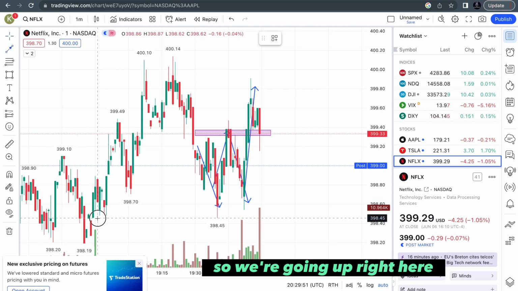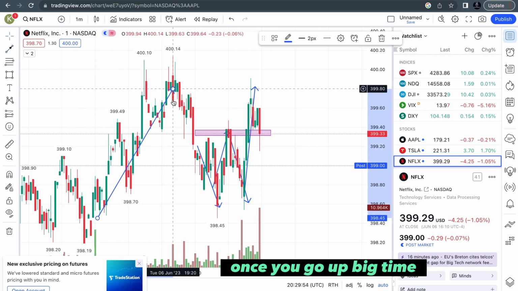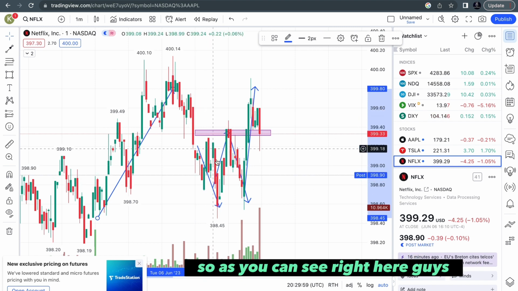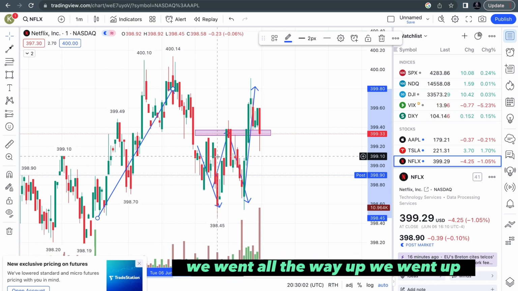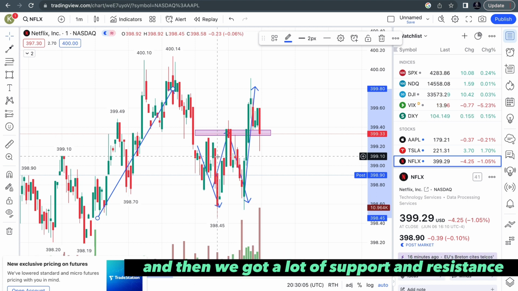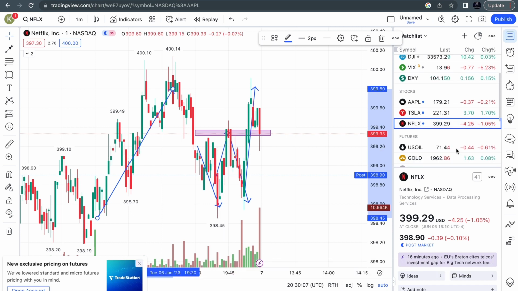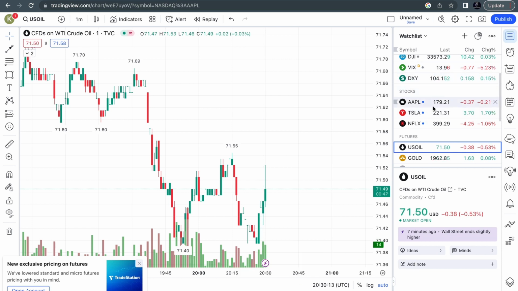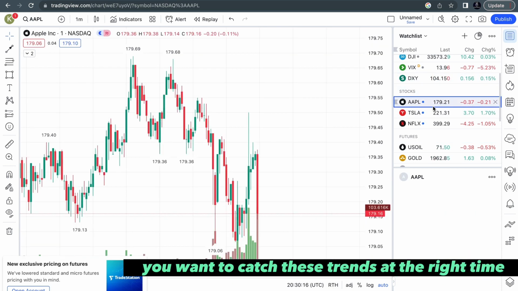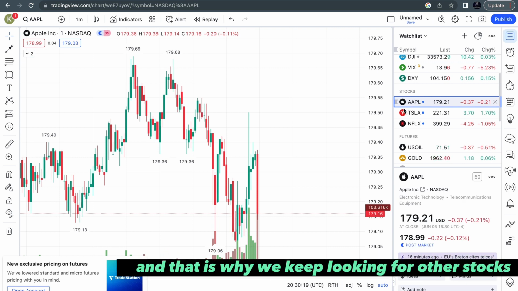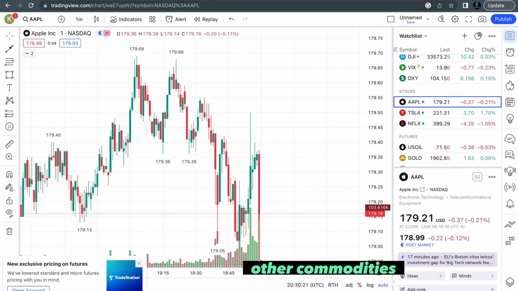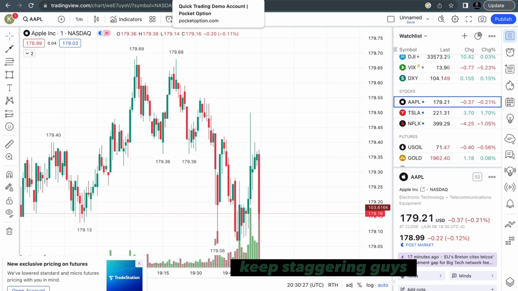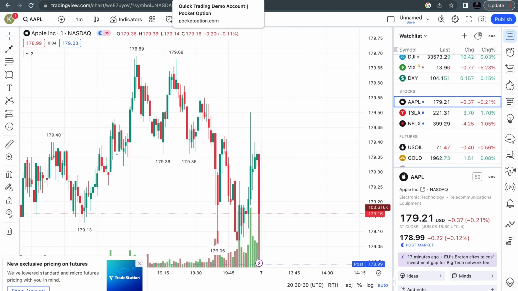So we're going up right here, and then as you can see, once you go up big time, it's always going to be a lot of support and resistance to follow it. So as you can see right here, guys, we went all the way up, and then we got a lot of support and resistance on its way back down. We went down, we went up a little bit, support and resistance. So just be careful, guys. You want to catch these trends at the right time, and that is why we keep looking for other stocks, other commodities, so that when one of them is support and resisting, when one of them keeps staggering, guys, we want to go to another chart where it's on an obvious trend.